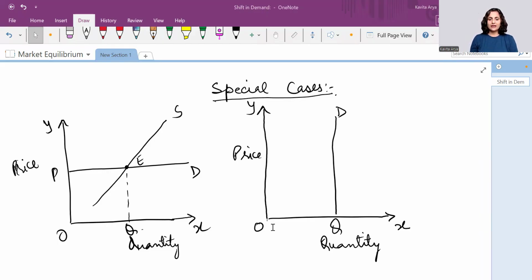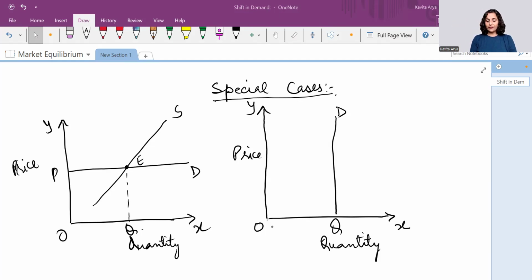So let's proceed. Say, this is my special case wherein there is perfectly elastic demand. So how would I draw the supply curve? The supply curve would be drawn traditionally, moving upwards, right? So here is the equilibrium, price and quantity. So this becomes the basic structure in case of this special case.